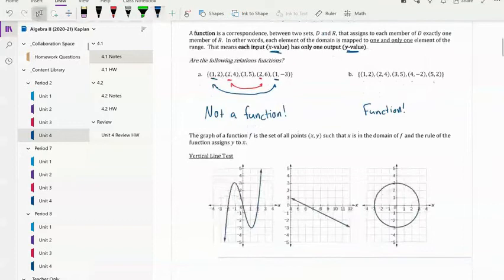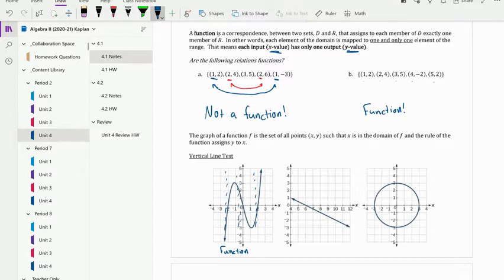If you're asked to determine this graphically, you're going to do what's called the vertical line test. So you want to ask yourself, at any point in my graph, can I draw a vertical line through my graph and will it hit more than one point? If it doesn't, notice on this one, there's no place I can draw a line where it's going to hit more than one point, which means this is a function.